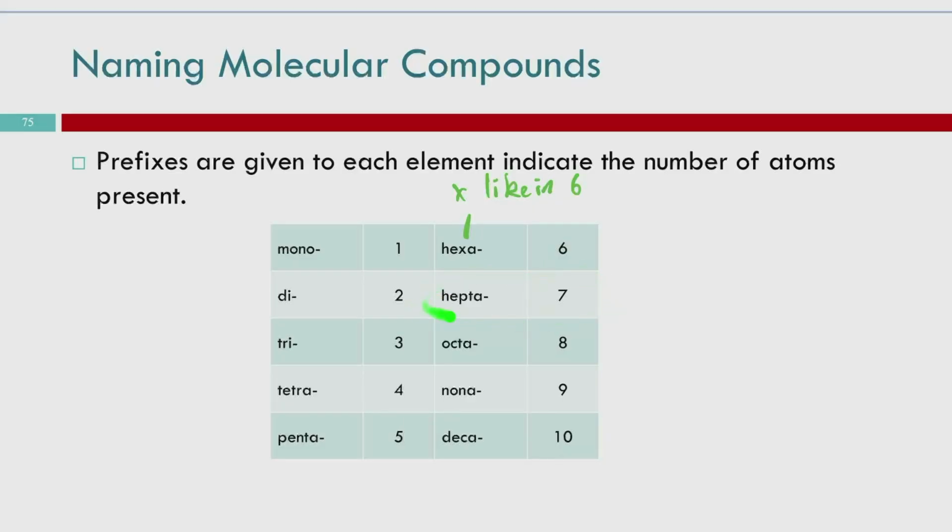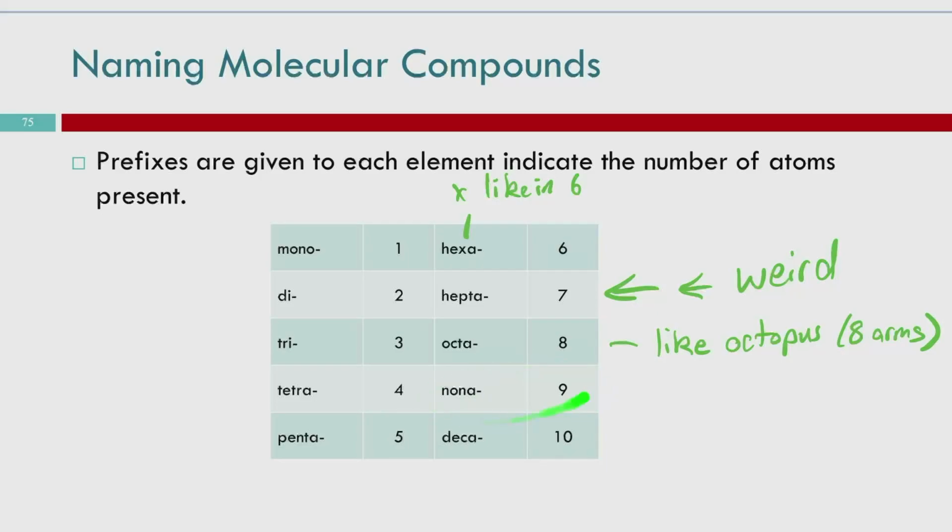Then we've got one of the weird ones, hepta. We've got octa, like an octopus. Octopuses have 8 arms. And then we've got nona, which is 9. Another weird one. And by weird, I just mean this is one that you probably haven't seen before. And then deca for 10, like in decade, which is 10 years.